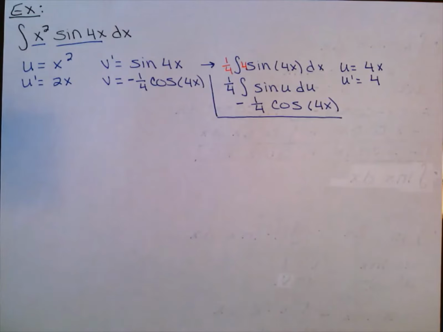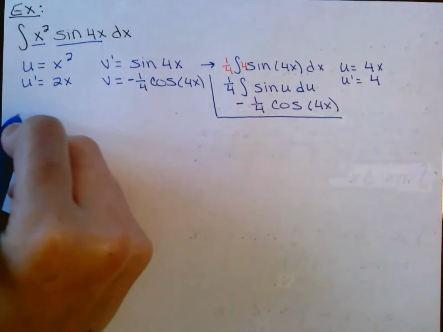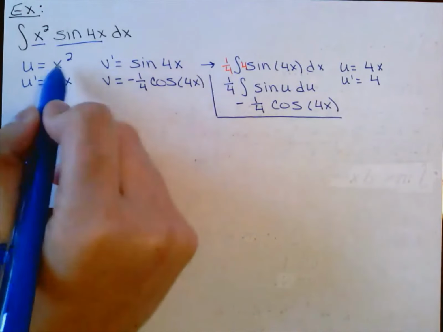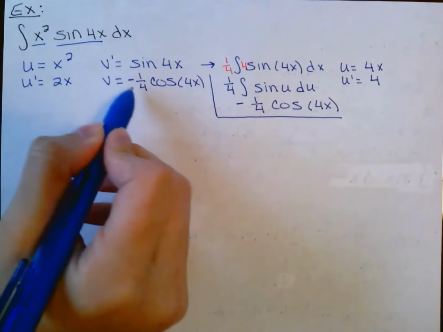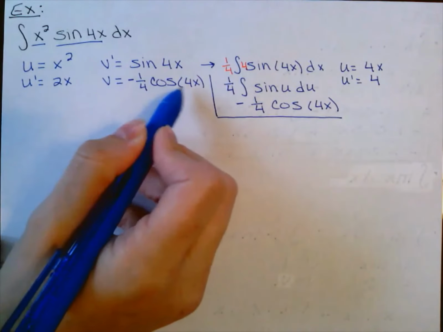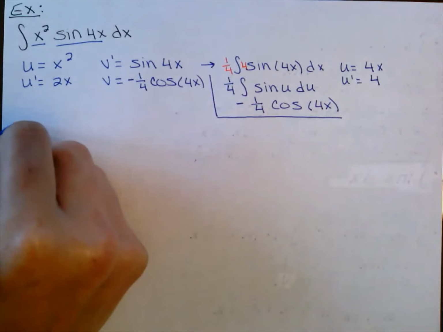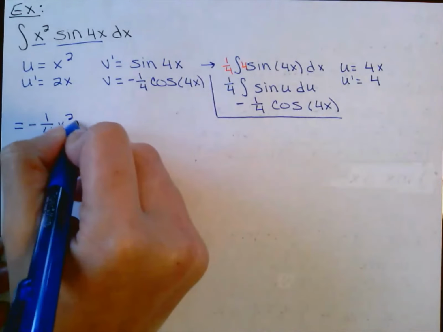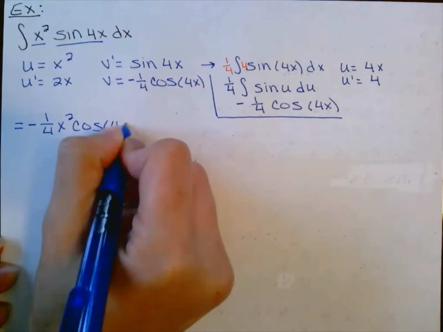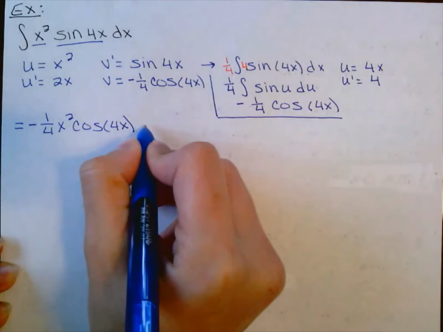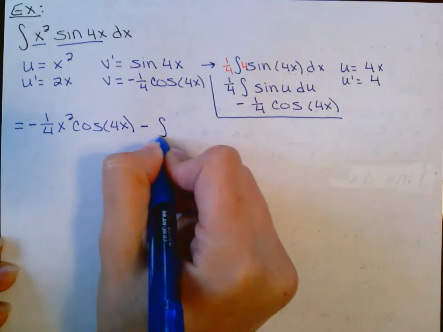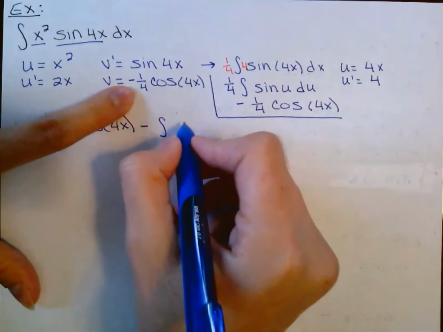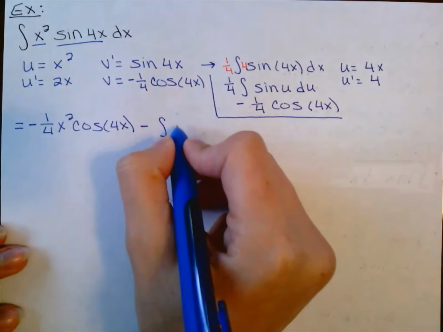There's the first part that gets a little tricky. So now my integration, remember the backward z, this is my question. The next part is these two being multiplied, so negative 1 over 4 x squared. I'm going to put the negative 1 over 4 first, and then the cosine of 4x. This part is just going to be brought down every time. I don't need to touch it. Minus the integral, and I have here 2x times negative 1 over 4 cosine of 4x, okay?